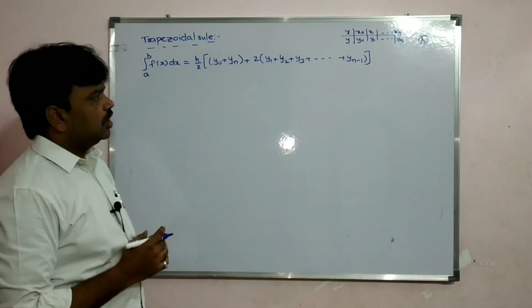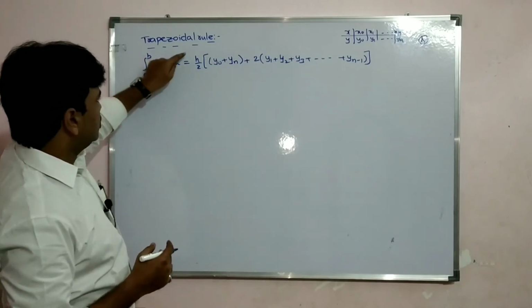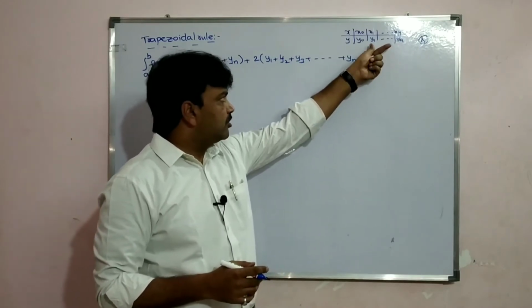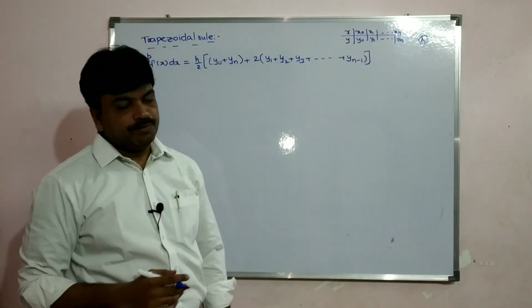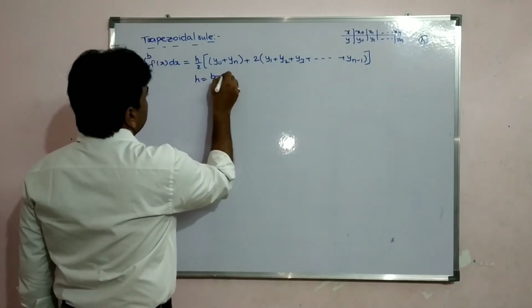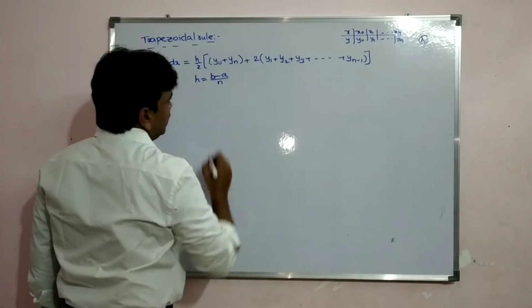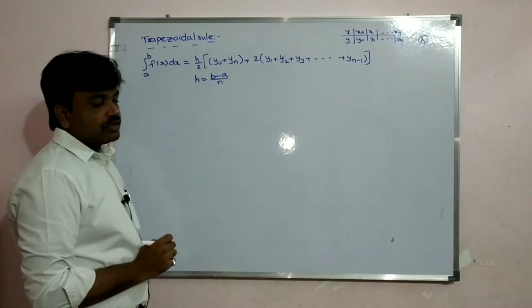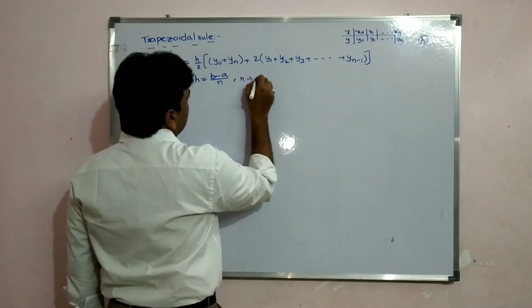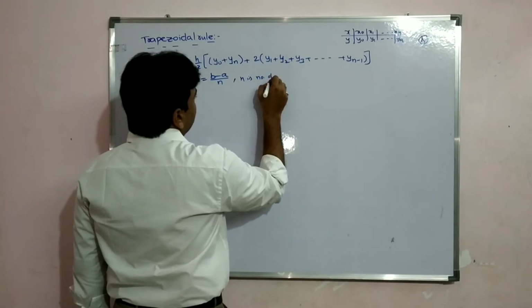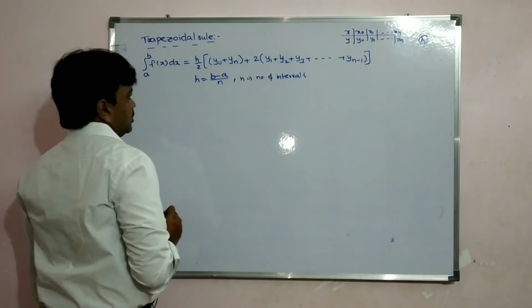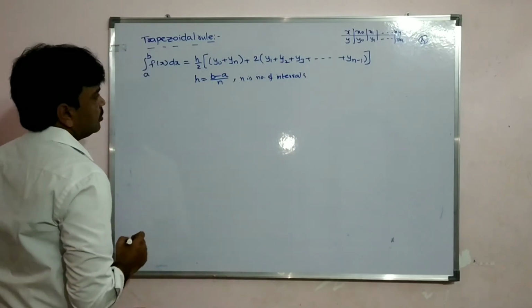Once again, students, h by 2 into y0 plus yn, initial value and final value, and the rest of the terms you multiply with 2. Now, what is h here, students? h is equal to b minus a by n. What is n here, students? n is number of intervals. This is about the trapezoidal rule, students.